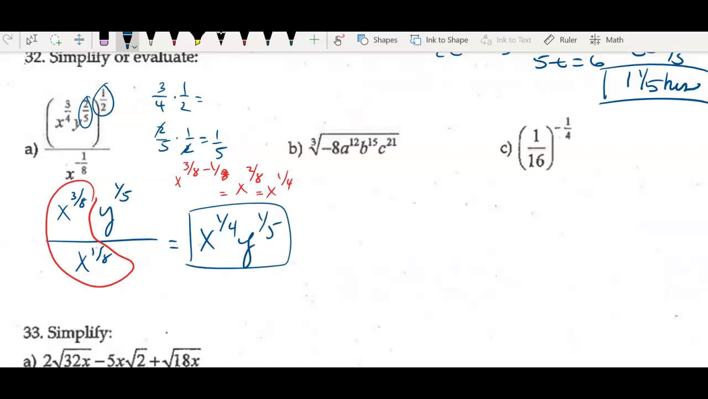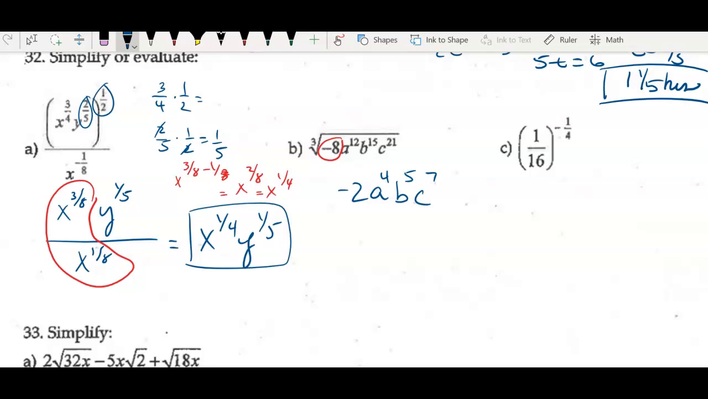B. We have cube roots. Is every single thing inside these parentheses a perfect cube? What's the cube root of -8? -2. A to the 12th, the cube root of, well, 3 goes into 12 perfectly. It's A to the 4th. It's B to the 5th. It's C to the 7th. Everything was a perfect cube, so that one simplifies quite easily, actually.